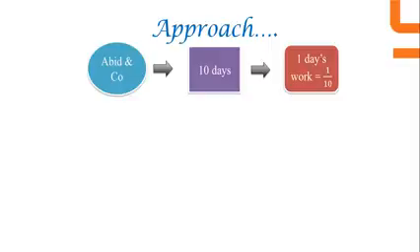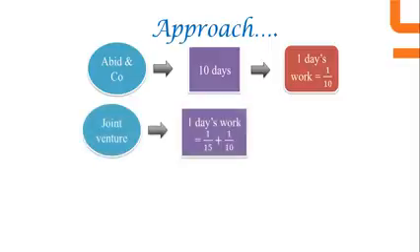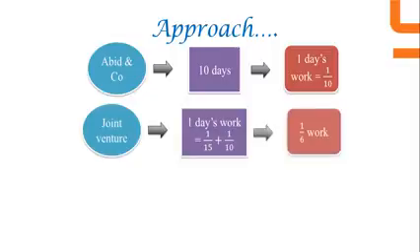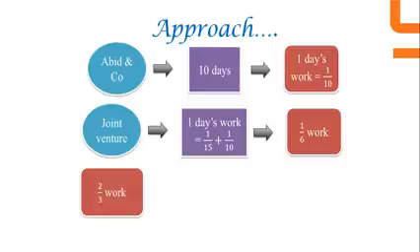What is their total 1 day's work? It is 1 by 15 plus 1 by 10, equal to 1 by 6. That is, 1 by 6 work can be completed by them in 1 day. But they need to complete 2 by 3 work. How do we find the time taken to complete 2 by 3 work?